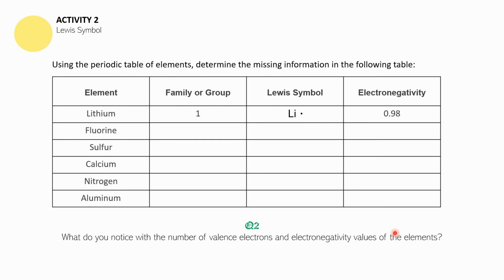Question number 2. What do you notice with the number of valence electrons and electronegativity values of the elements? So, what did you notice about the valence electrons and electronegativity values of the elements? They have a significant relationship, some obvious pattern. If you need more time, pause this video. If you have decided to continue, that means you are ready for the next question. Question number 3. What kind of element has the greatest tendency to attract electrons? Why?